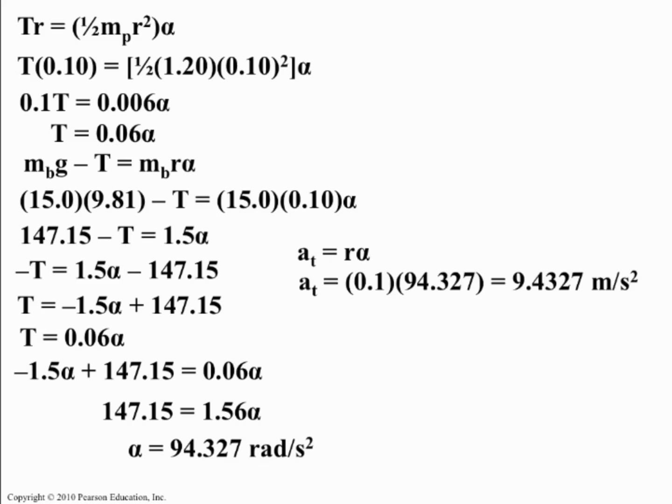And so we have the 0.1 there for r. Obviously 0.10, same thing, because we're going to end up rounding in the end, so it doesn't matter. We put in our alpha, 94.327. Okay. And then we have 9.4327 meters per second squared. That's the tangential acceleration. Finally, we're in a position to answer the question.